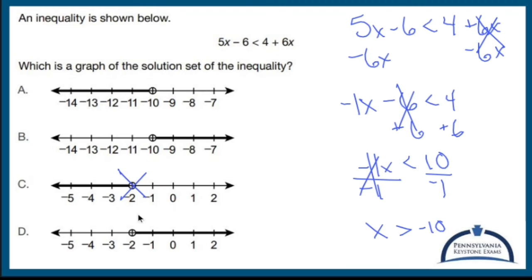These two are the only ones that care about negative 10. And since it's greater than, I'm going to the right, which means B is my guy. Okay? Pretty standard inequality with variables on both sides of the inequality. I like it.